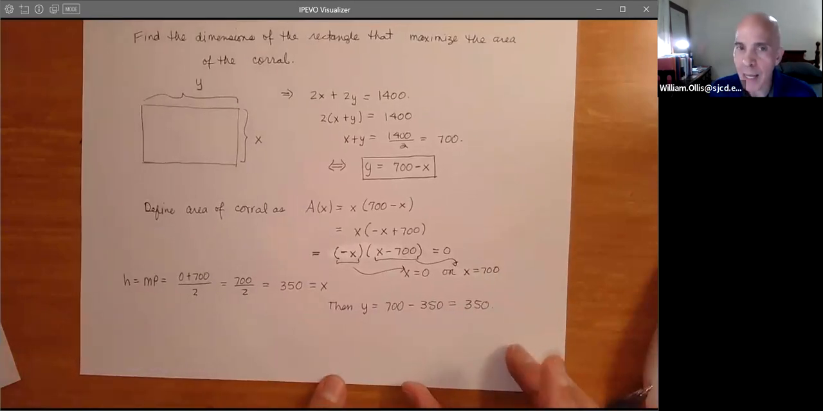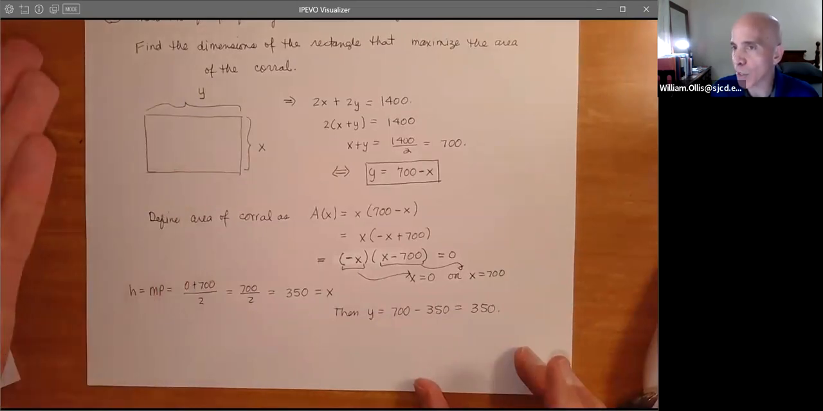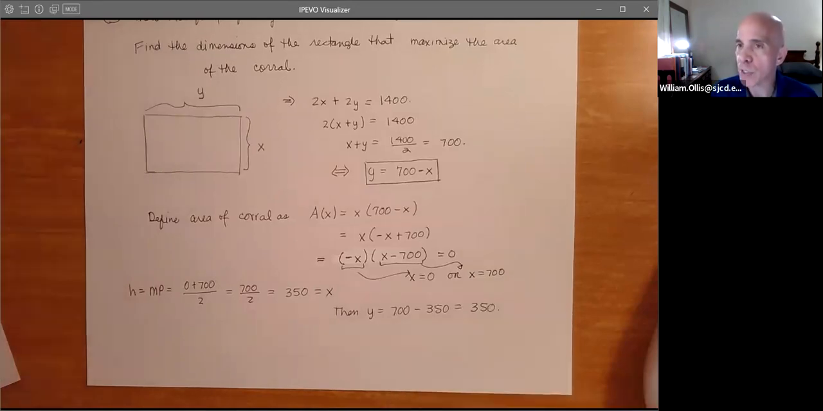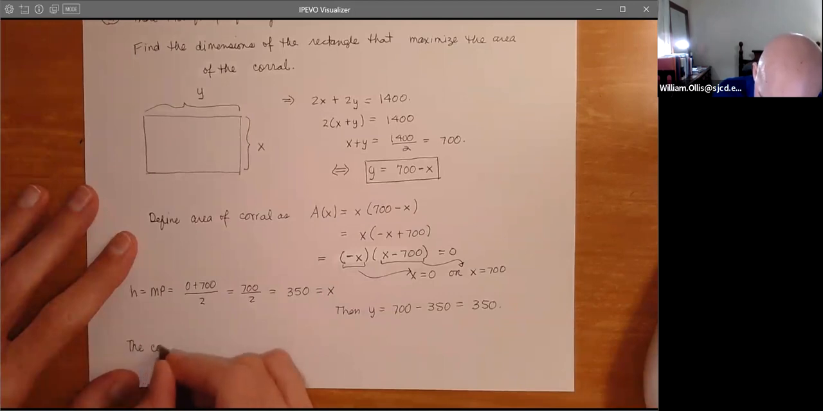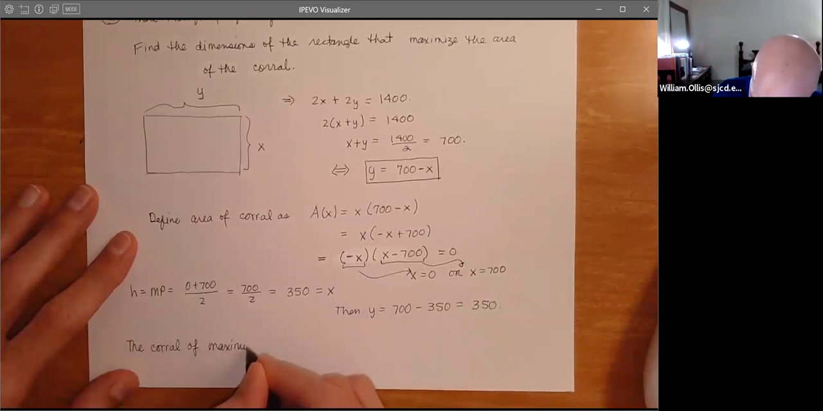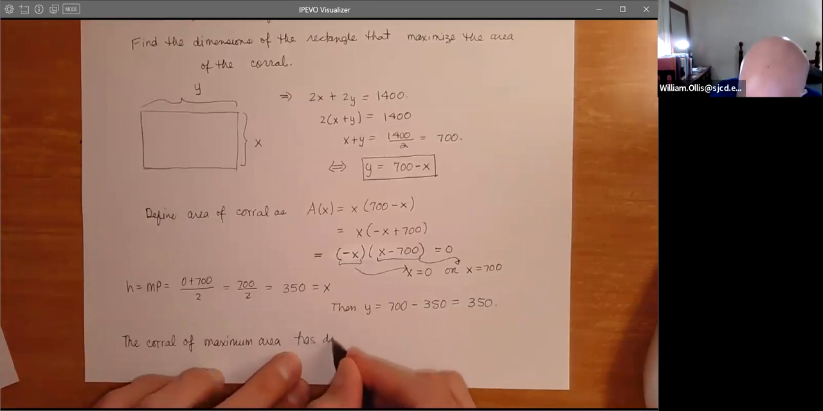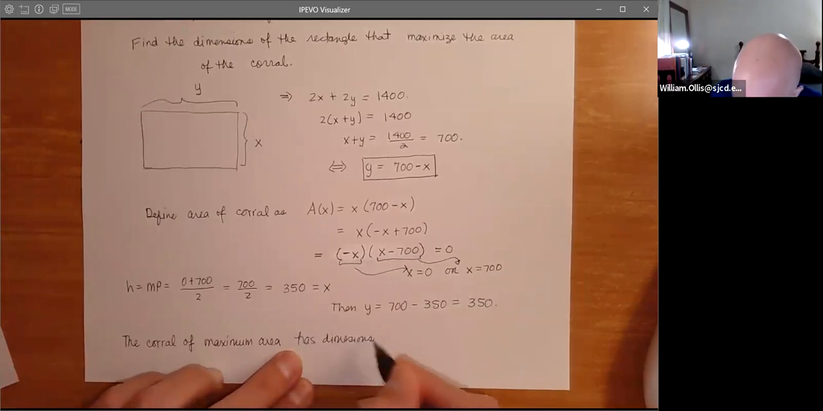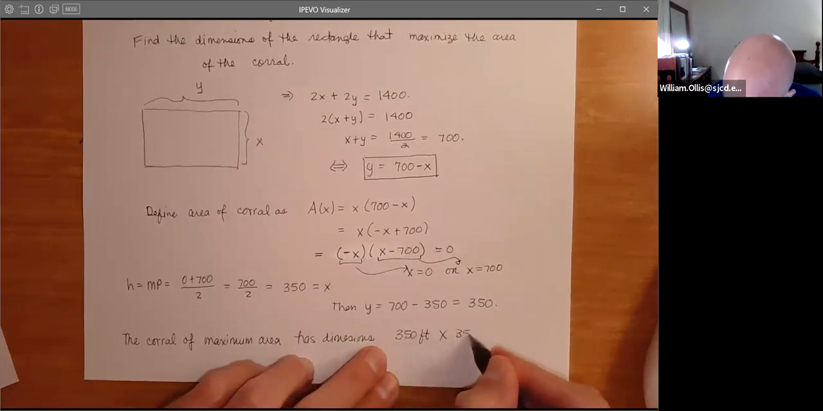So it's not surprising that the rectangle of maximum area is actually a square. That's a calculus problem. But we don't need calculus to do this because the quadratic function provides the calculus for free. So now what we're seeing is that the corral of maximum area has dimensions 350 feet by 350 feet.